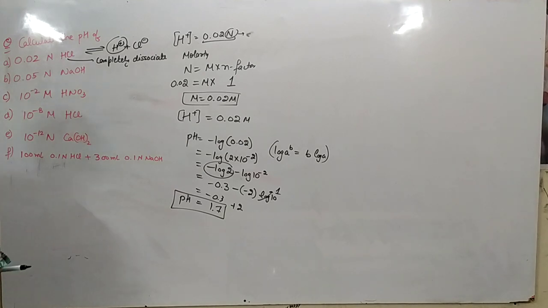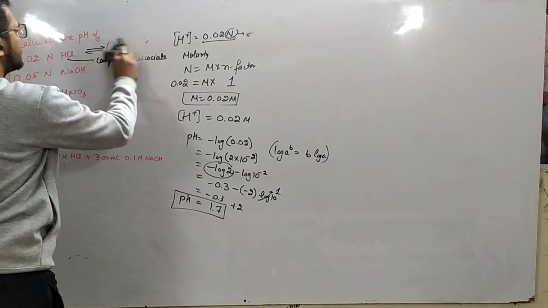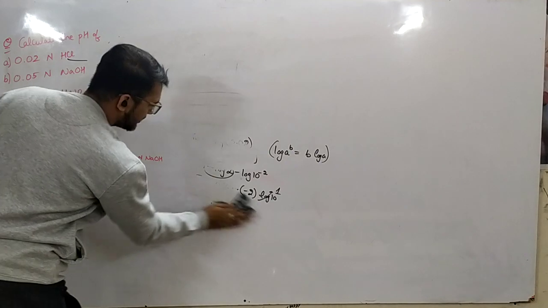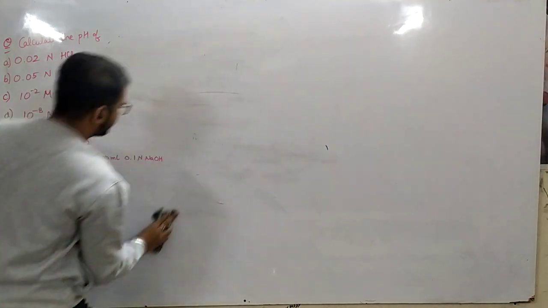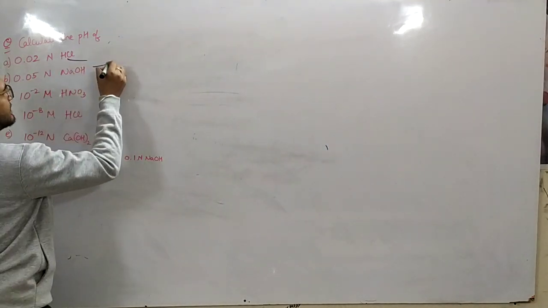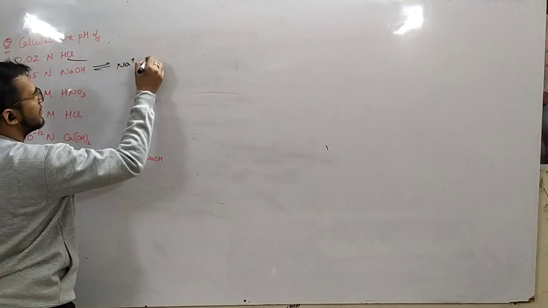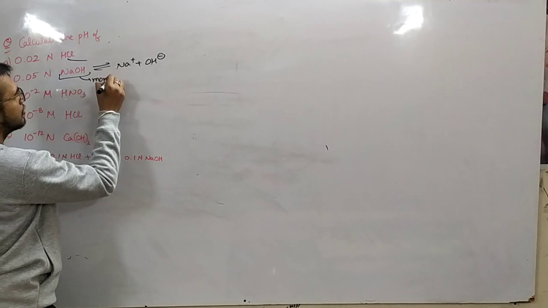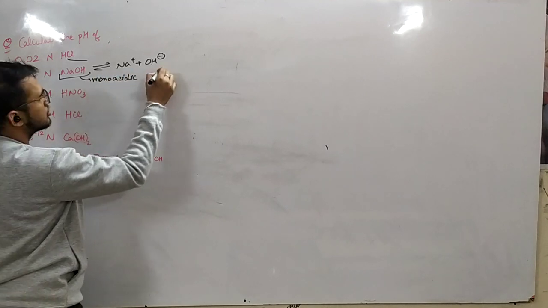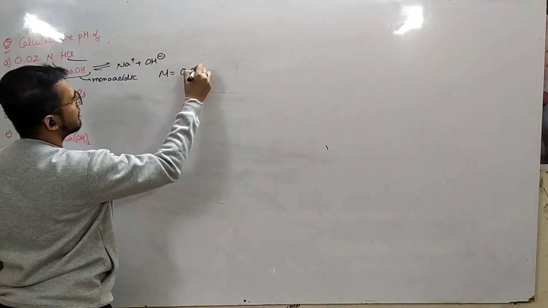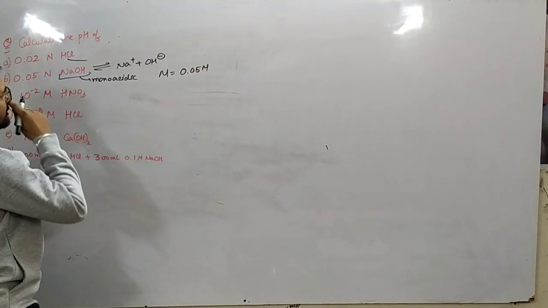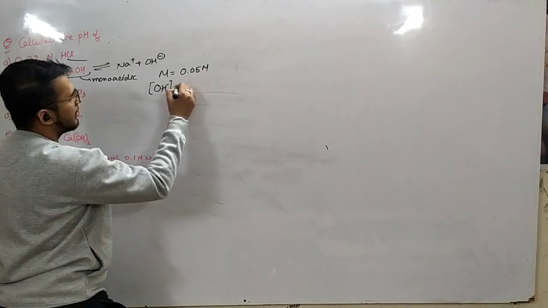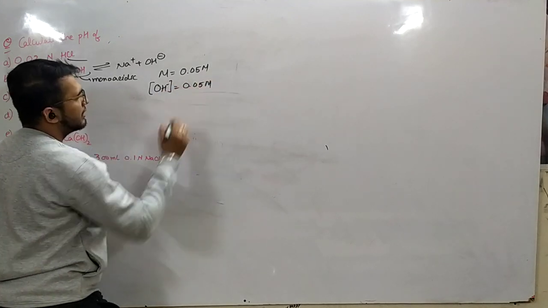Now for question number 2. Question number 2 is similar to that of question number 1. How? The difference here is Na positive plus OH negative. Since it is monoacidic, so molarity is also equals to 0.05 molar. So OH negative, because it is a strong base, comes out to be 0.05 molar.